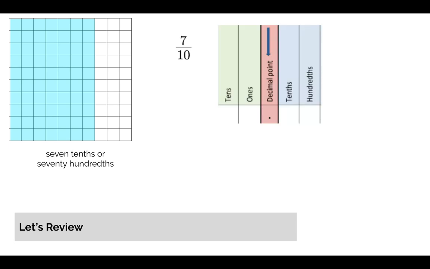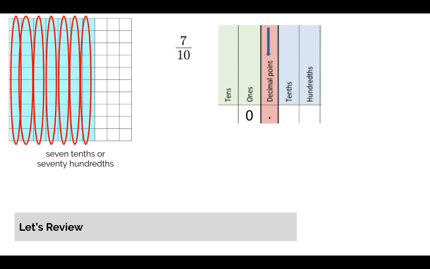To write as a decimal, well, we don't have any whole numbers, so we put a zero in the ones place. There are 7 rods or 7 columns shaded, so that means we have 7/10, so the 7 goes into the tenths place. There are no hundredths or single cubes shaded, so 0 will go in the hundredths place. To write this as a decimal, write 0.7, but we pronounce that just like we say the fraction, 7/10.